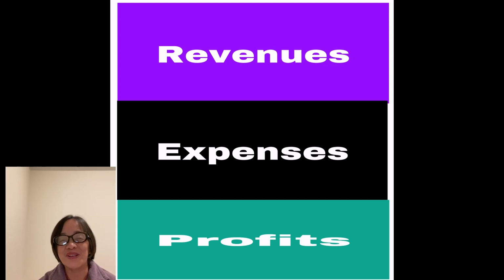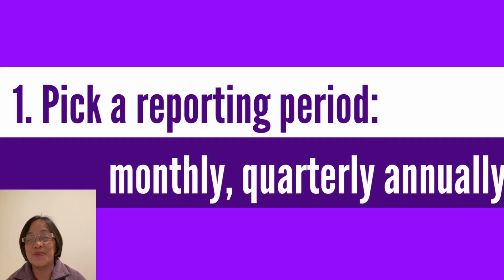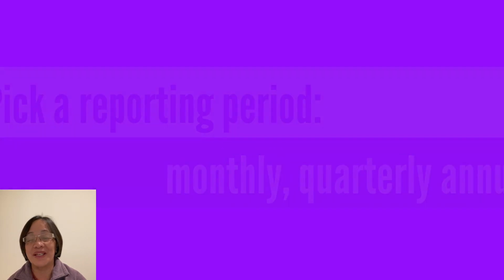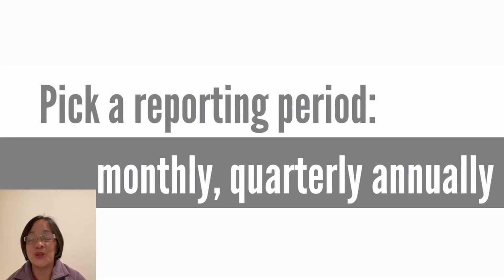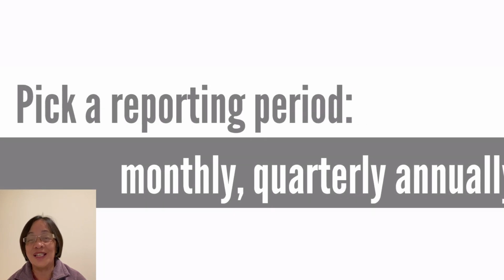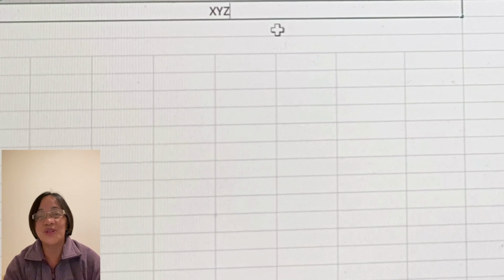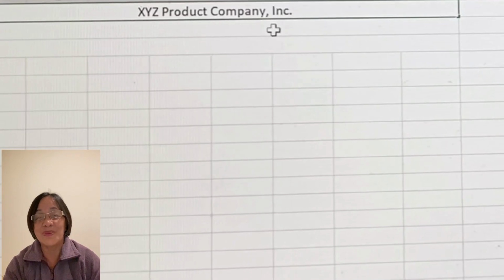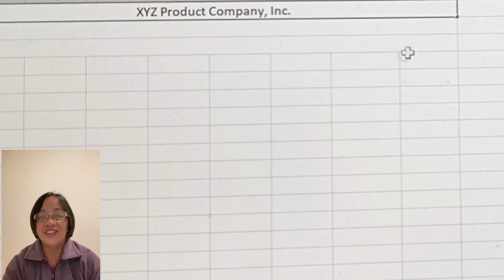Guys, one importance of preparing our income statement is we can always use it in filing our income tax return. Guys, the first step on how to prepare an income statement is determine a reporting period like monthly, quarterly, or annually. So the first thing to do is to type our heading. Let's name it XYZ Product Company Inc. Our title will be income statement.